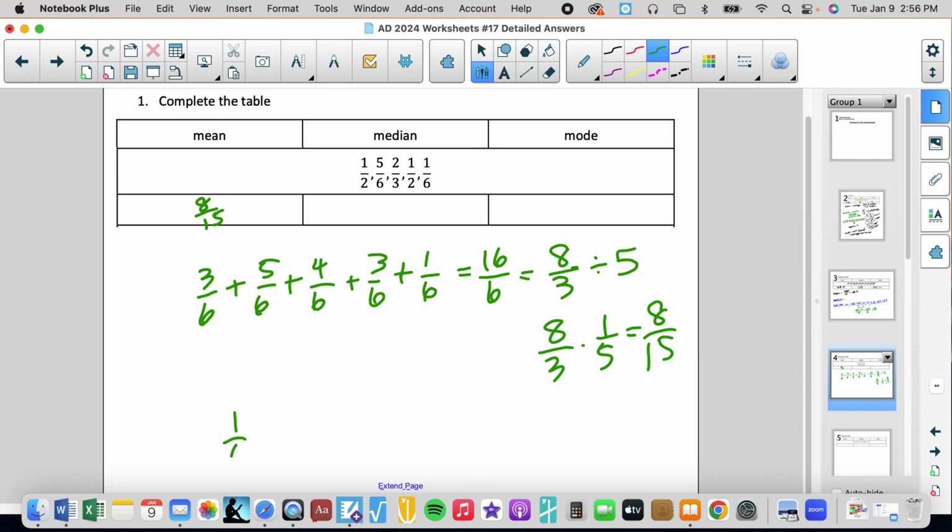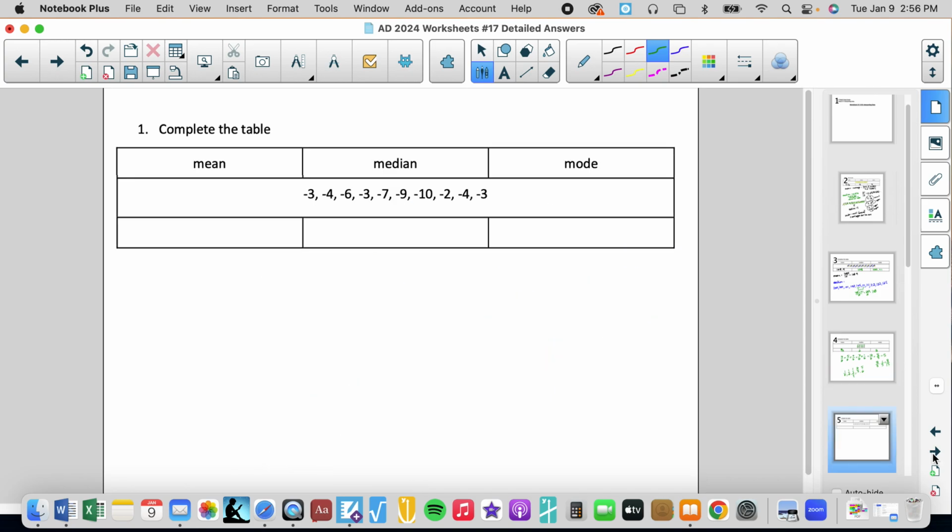So yes, we have 1/6. Then we have 1/2. Then we have another 1/2. Then we have 2/3. And then we have 5/6. Make sure we have 5 numbers, 1, 2, 3, 4, 5. Middle is going to be 1/2. So my median is 1/2. My mode is also 1/2. All right, that wasn't too crazy.